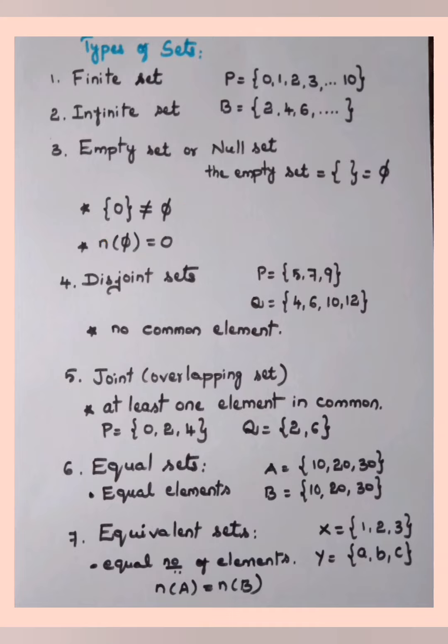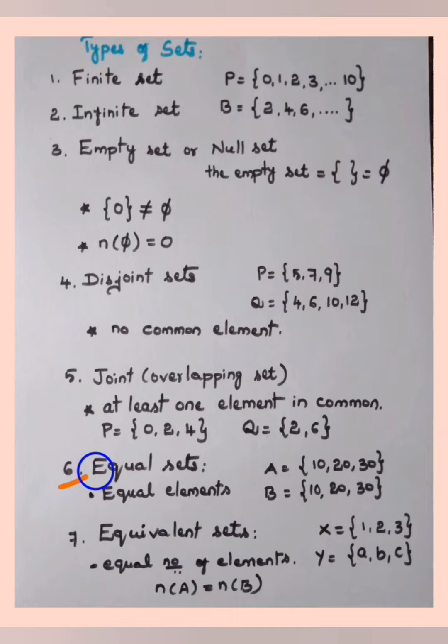Disjoint sets. It means imagine two sets P and Q: 5, 7, 9 and 4, 6, 10, 12. If you compare these two sets, there are no common elements. So if there are no common elements in the sets, those sets are called disjoint sets. If they are joint sets or overlapping sets, they have at least one common element among the given sets. So 0, 2, 4 and 2, 6. The common element is 2. Hence it has at least one common element. It could be more than one also.